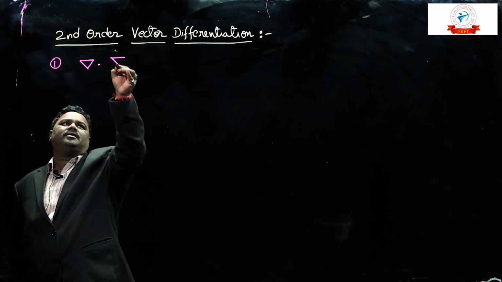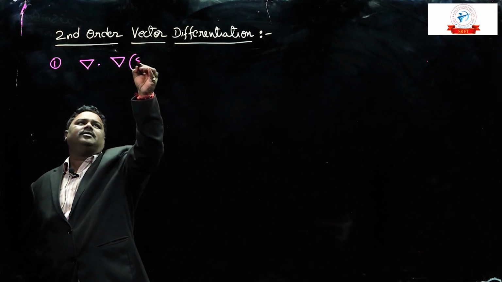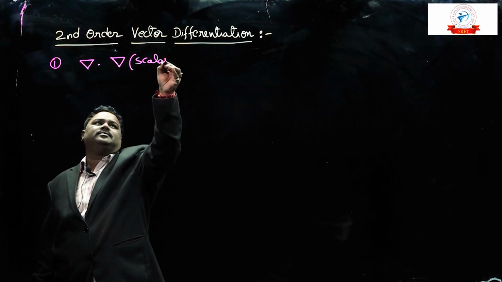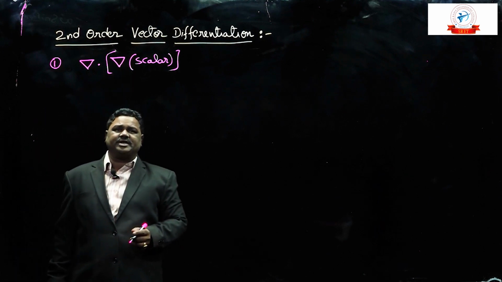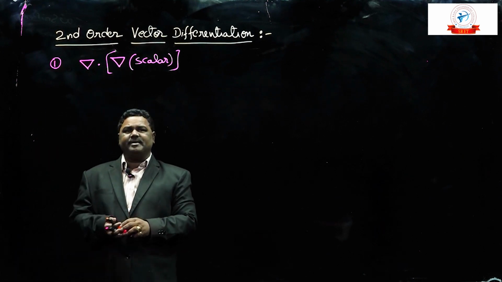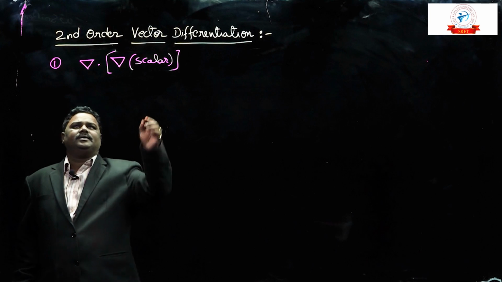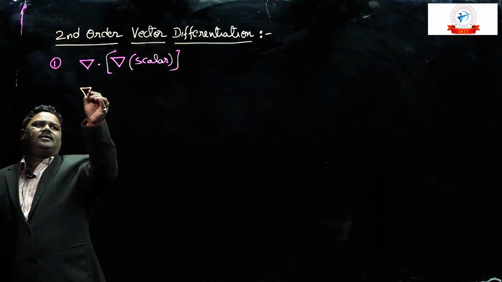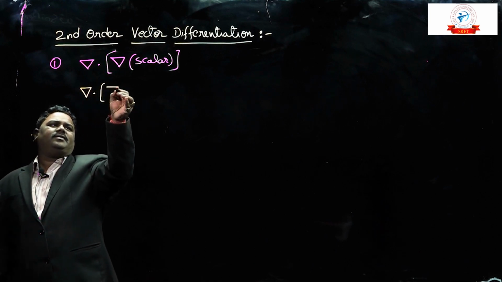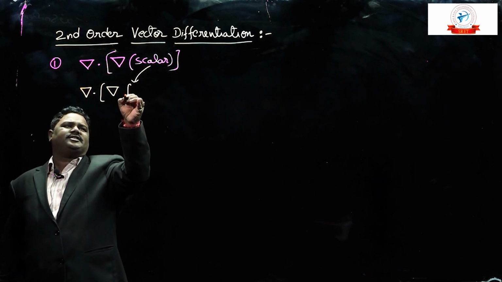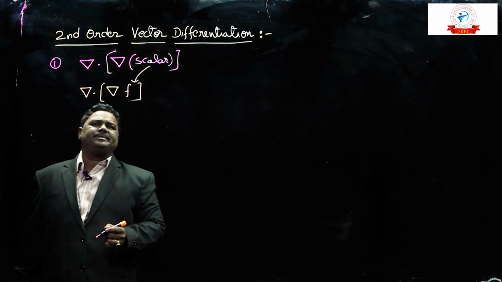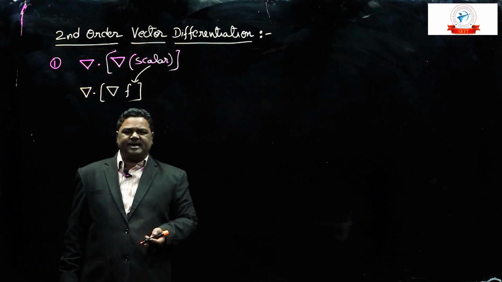Now consider the first valid second order differentiation, that is divergence of gradient of a scalar. Here let me consider any scalar quantity. So here I write divergence of gradient of, in the place of scalar I consider any scalar function f. Now let me expand this one.